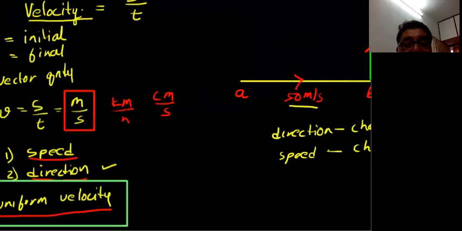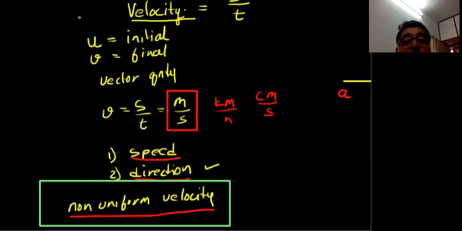So just to revise everything, velocity depends on two things: direction and speed. If either one of them changes, or if both of them change during a motion, we call that kind of velocity a non-uniform velocity.